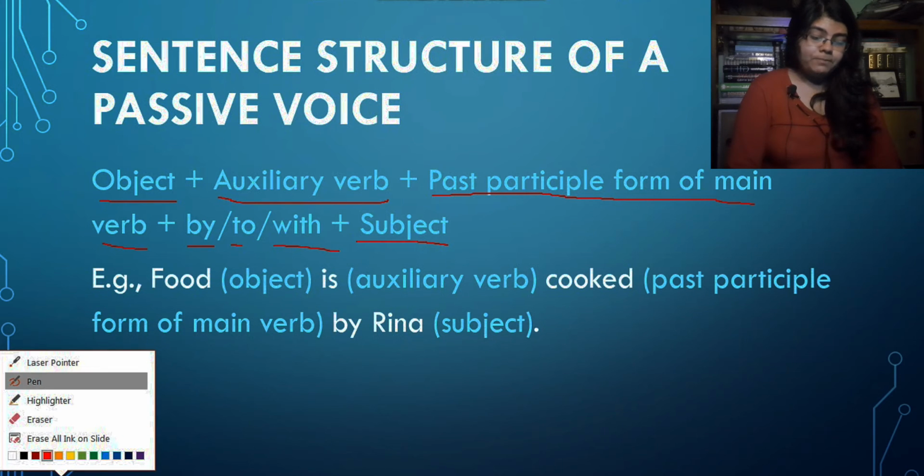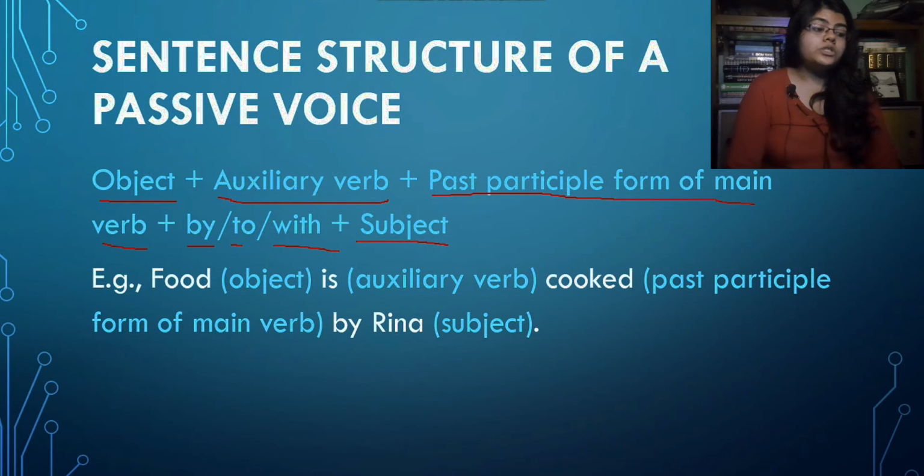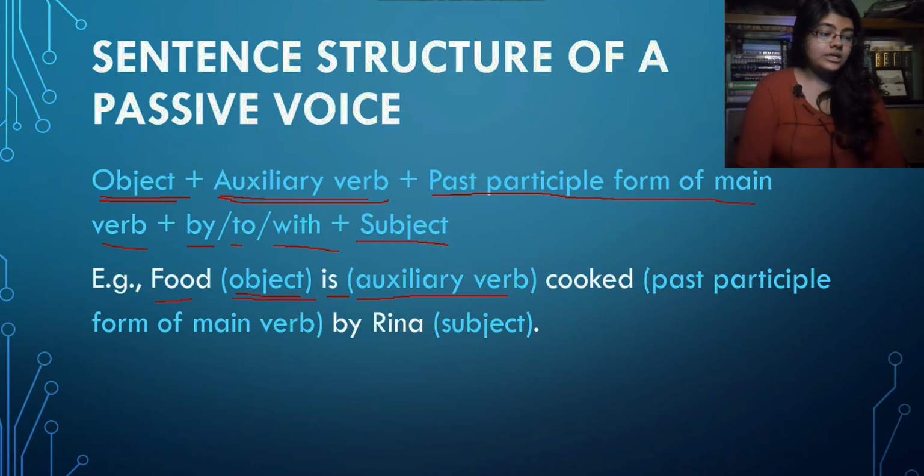Okay, the example. Food is cooked by Reena. Let's see what's happening here. First of all, we saw that first we will use the object. Here again, food is the object, right? Now we will use an auxiliary verb. What is an auxiliary verb here in the sentence? Is an auxiliary verb here. We will add the auxiliary verb.